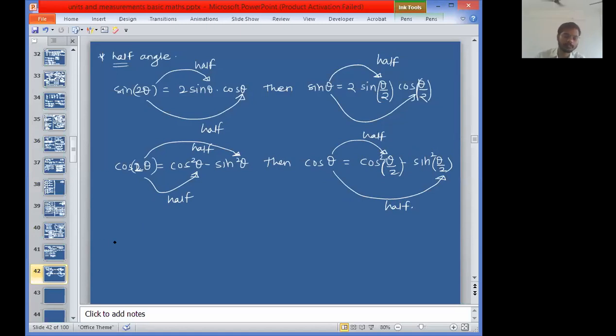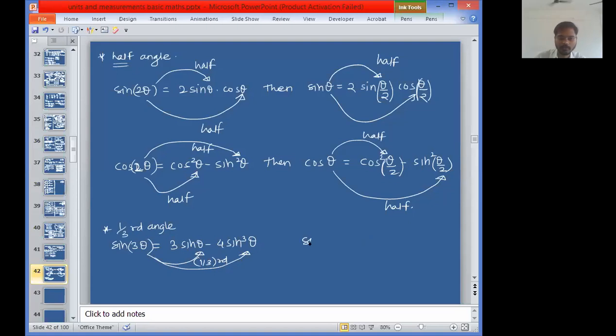Okay. Similarly, 1/3 angle. If you know what is sin 3 theta, which is equal to 3 sin theta minus 4 sin cube theta, automatically just by reading again and again you will remember this. Here we have to write the 1/3 angles.